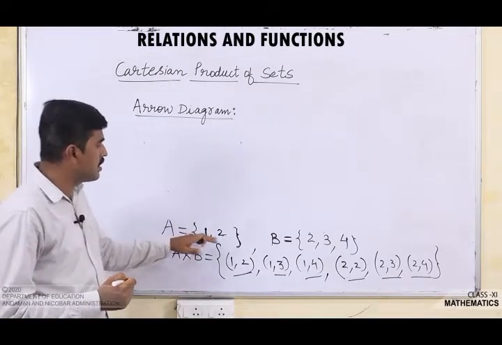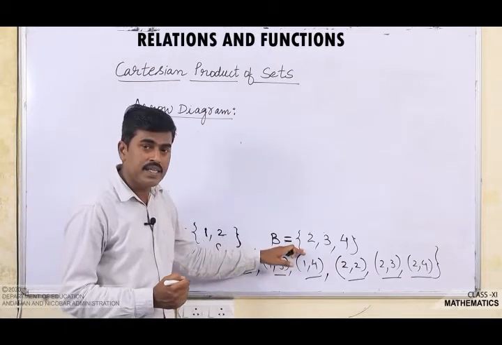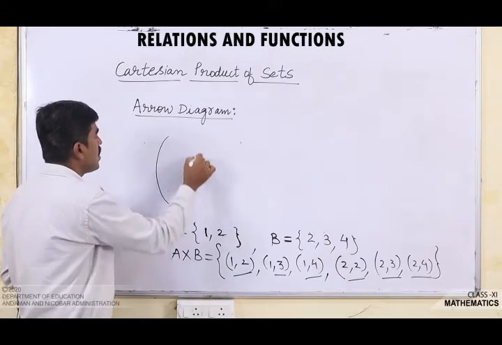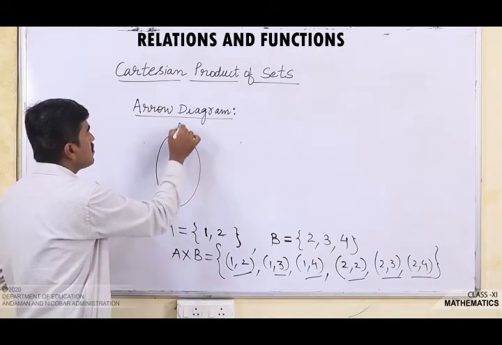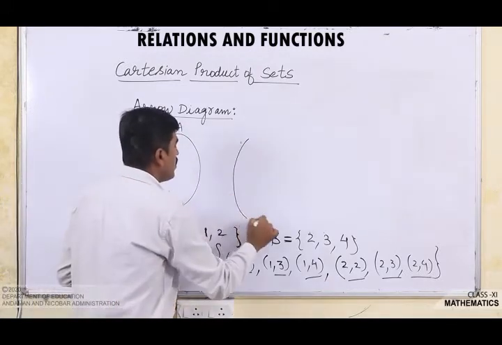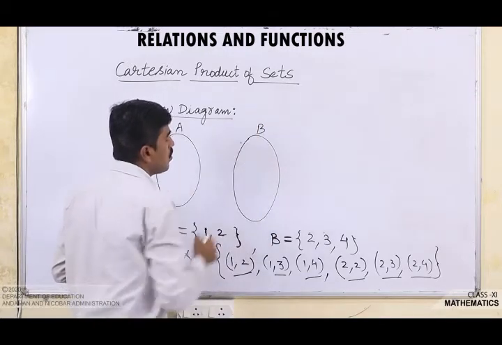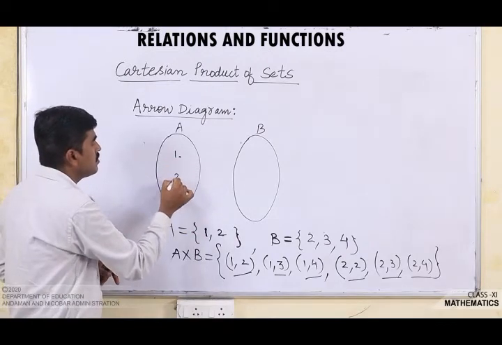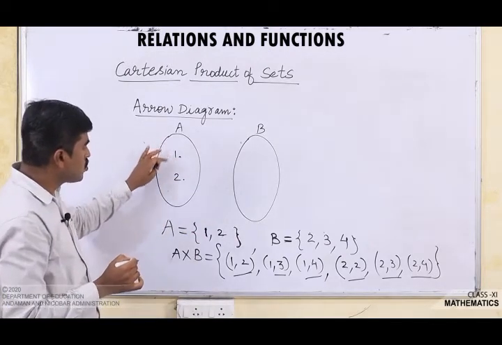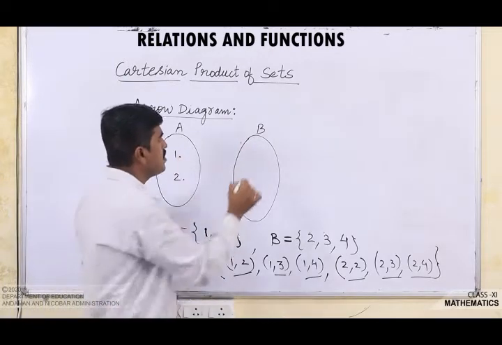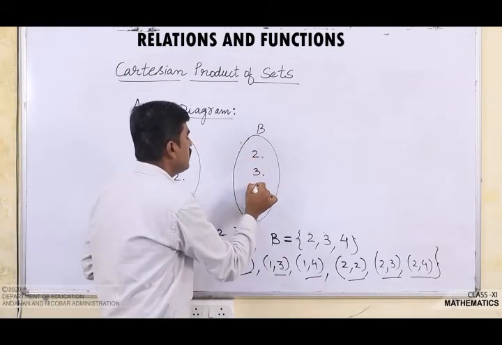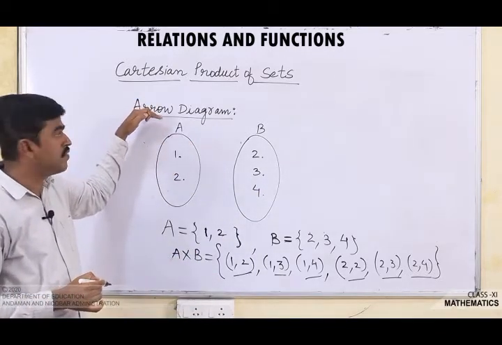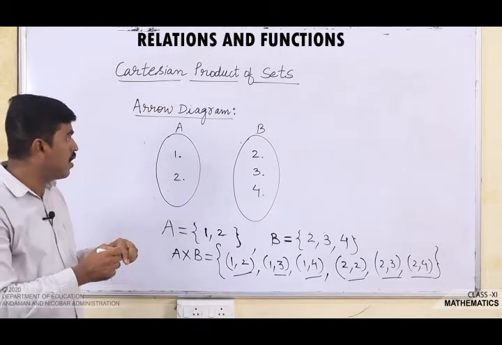Here A is the set containing the elements 1, 2 and B is the set containing the elements 2, 3, 4. So for the arrow diagram, first we will draw a closed curve, oval shaped. Okay. It is the set A, and take a set B, closed curve, then write the elements inside this. This is 1, this is 2. A contains the elements 1, 2, okay, and B contains the elements 2, 3, 4. Now Cartesian product can also be represented by means of this arrow diagram.